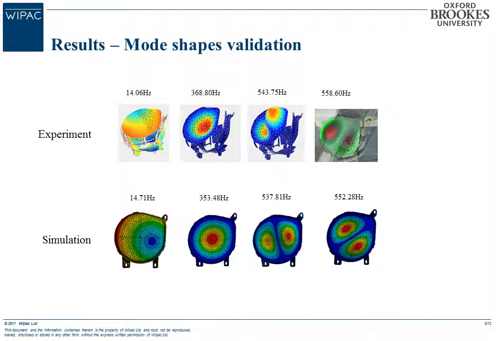Results: mode shapes validation. Here we have experimental mode shapes and the ones obtained using simulation. As we can see, all the 4 mode shapes obtained using the experiment are in good agreement with the simulation mode shapes.